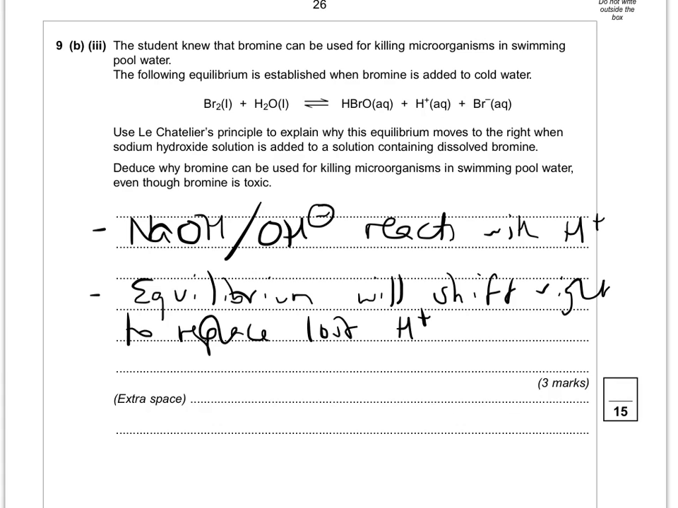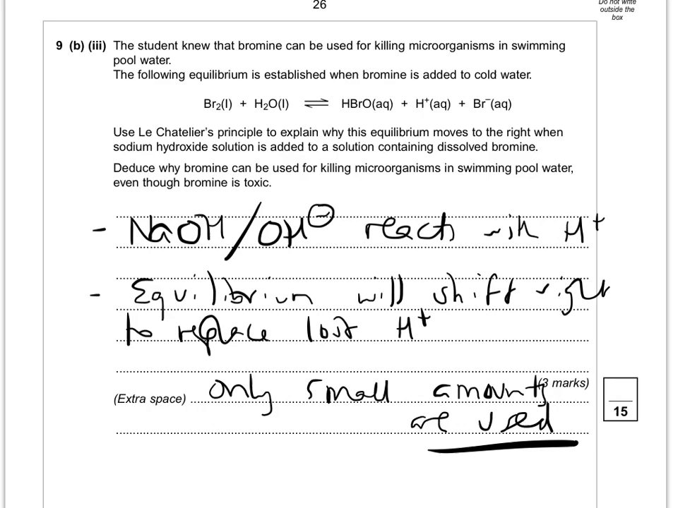And the last bit is to deduce why bromine can be used for killing microorganisms in swimming pool water, even though bromine is toxic. Only small amounts are used. If a large amount of bromine was used, yes, it would be toxic to the swimmers, but only a small amount is used, and therefore the bromine is very dilute, and so it's not a problem.